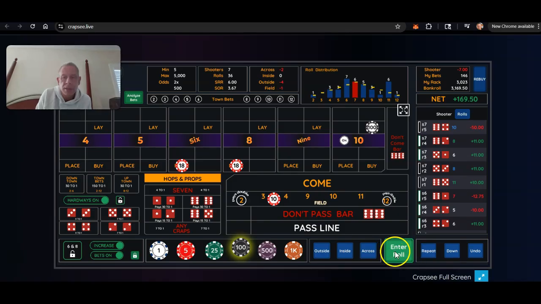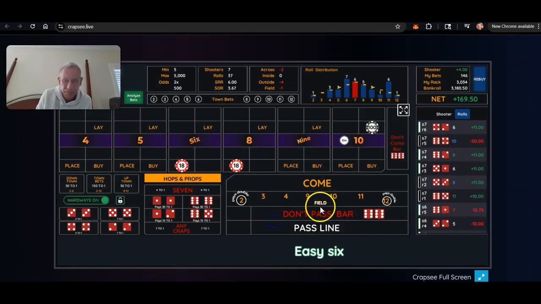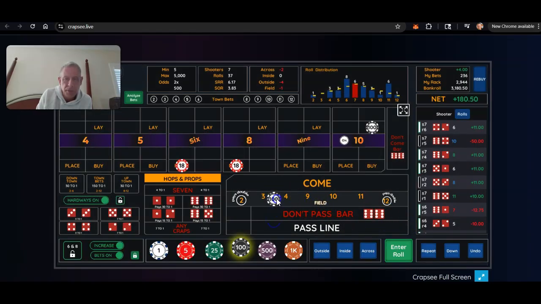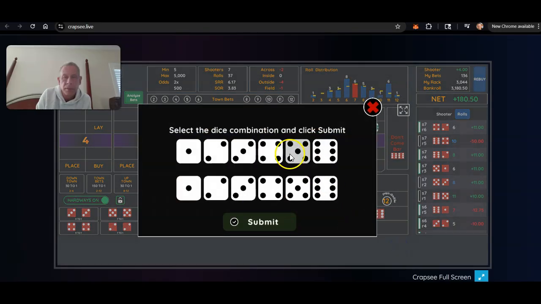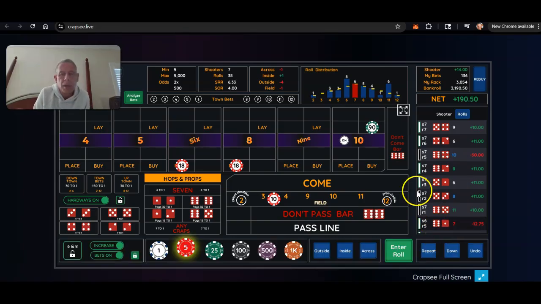4 and 2, 6. So we're going to lose the field, but we're going to get paid on the 6. Easy 6. Let's replace the field. Whoops. All right, and now we're going to go down to 90 again. We're going to go down by 10. 5, 4, 9. That's another field. Nine, nine. All right, this time we're playing by going down with every hit. Right, so let's keep doing that.